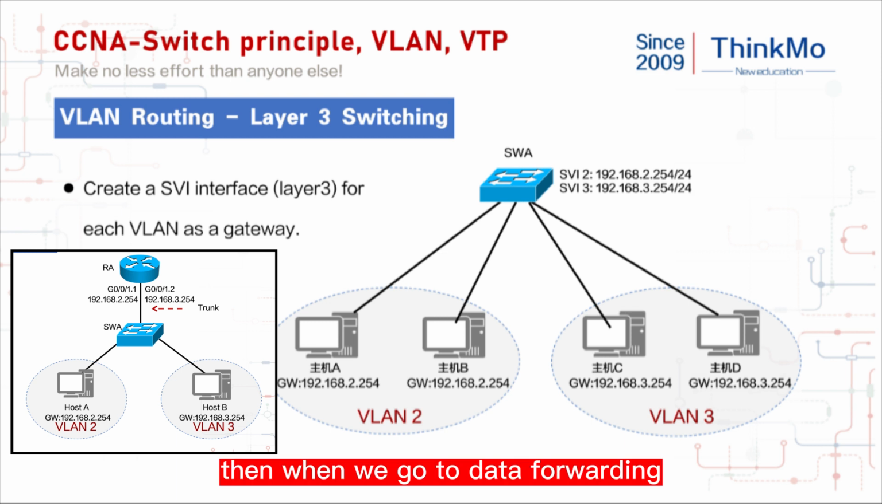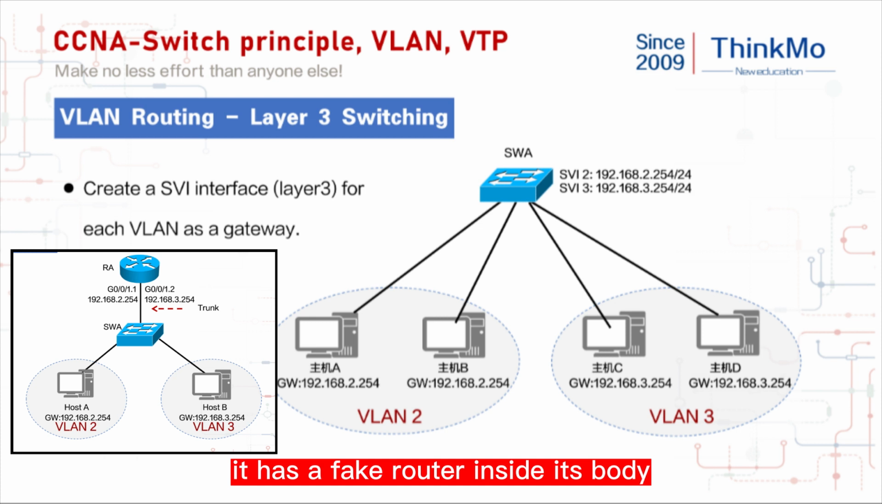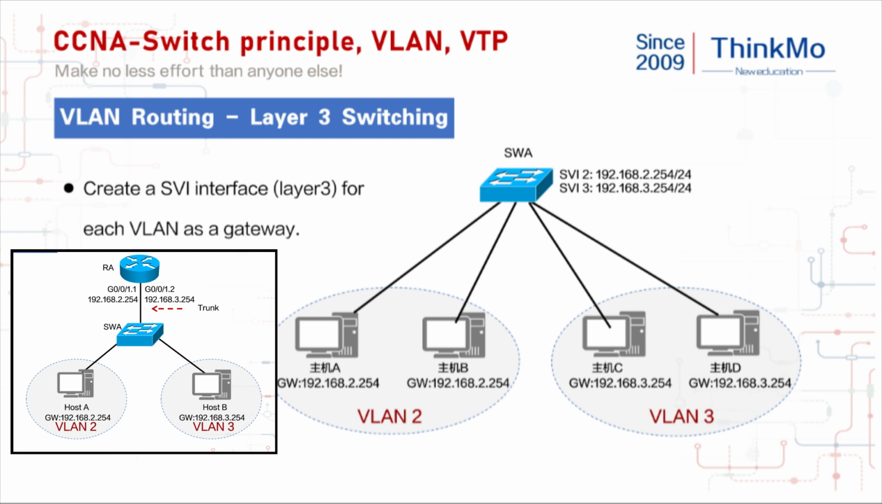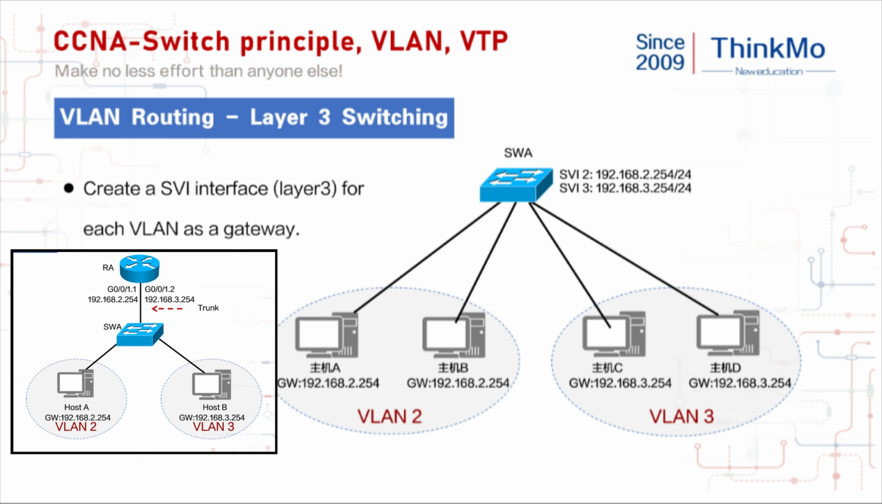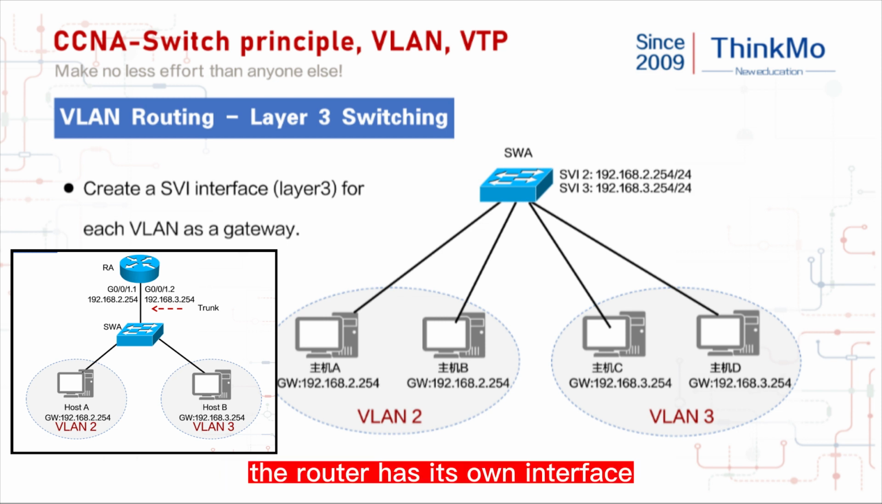Then when we go to data forwarding, the PC directly accesses across network segments through the gateway. You can understand it as this switch having a virtual router inside its body. This router also has its own interface. This interface is called SVI, the virtual interface of the switch. There is a routing table in the router, and the router has its own interfaces. This interface is a VLAN interface.